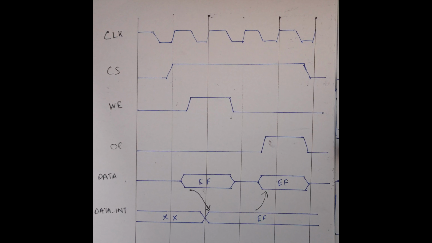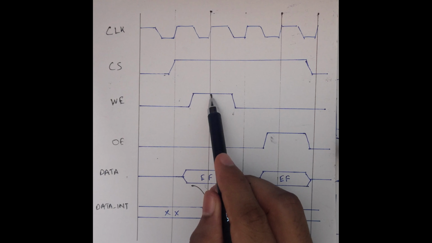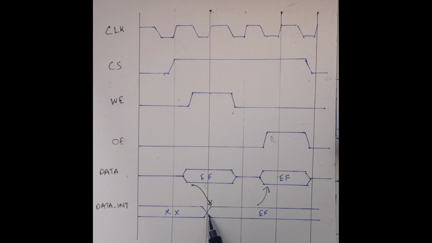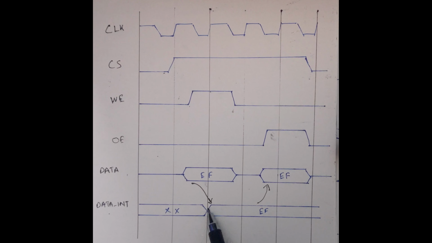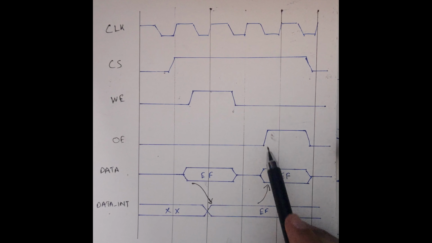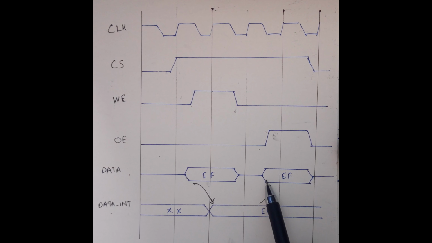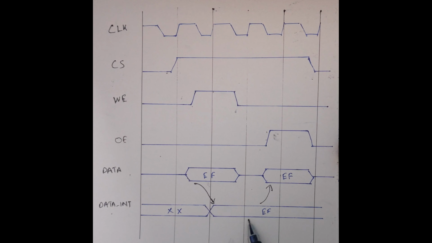When chip select goes high and write enable is also high, the data at data bus will be latched on to the internal data at the passage of clock. Similarly, whenever output enable goes high, the data bus will be loaded from the internal data. And when chip select is low, the data bus will be tri-stated. Let's code this in Verilog now.